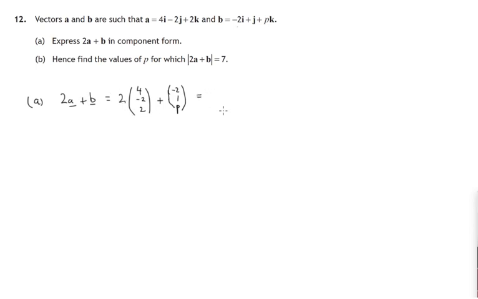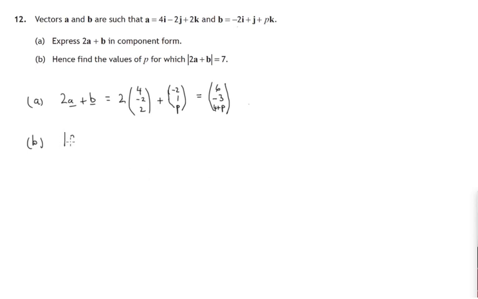So the components of 2A plus B will be twice 4, that's 8, plus -2, that's 8 minus 2, 6 for the x component. Two lots of -2 is -4, plus 1 is -3 for the y component. Two 2's are 4 plus P, 4 plus P for the z component. So that's part A. Now part B says, hence find the values of P for which the magnitude of 2A plus B is equal to 7.